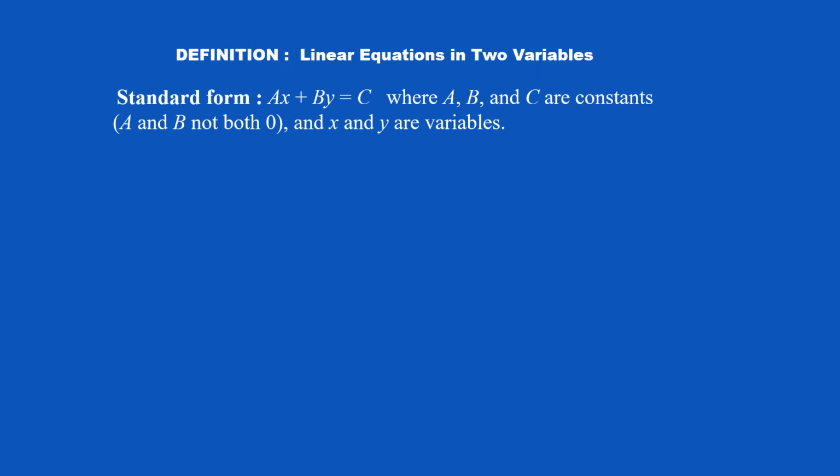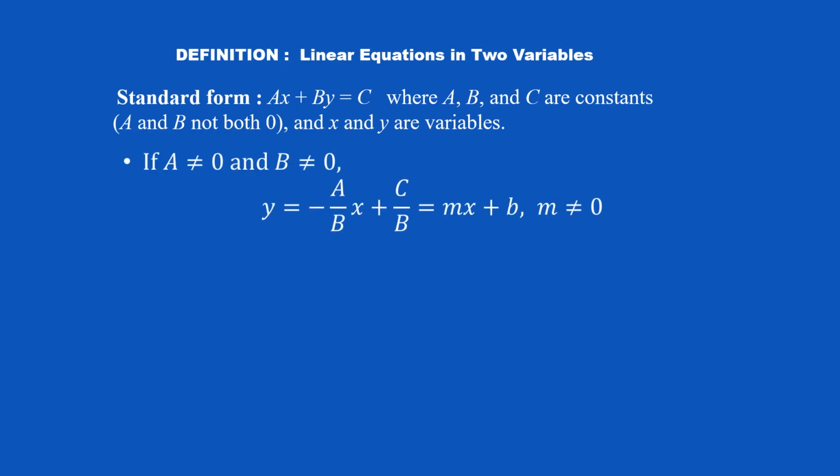And when we are trying to learn about linear equations, we have to remember two types of equations. One is the standard form, which is of the form ax plus by equals c, or the slope-intercept form, y equals mx plus b. The previous equation can also be written in slope-intercept form as y equals negative a by b x plus c by b.